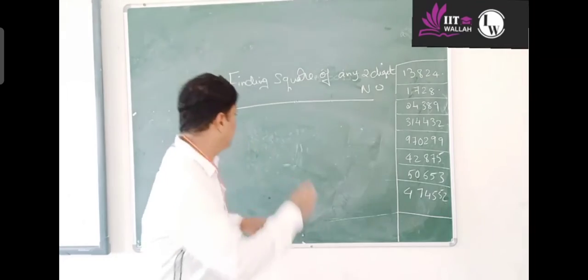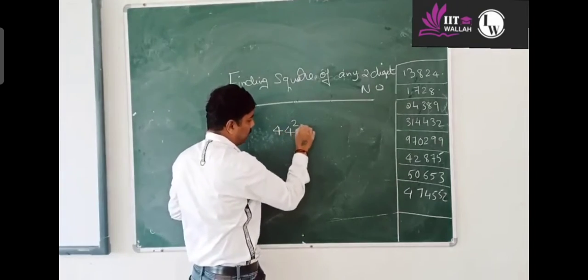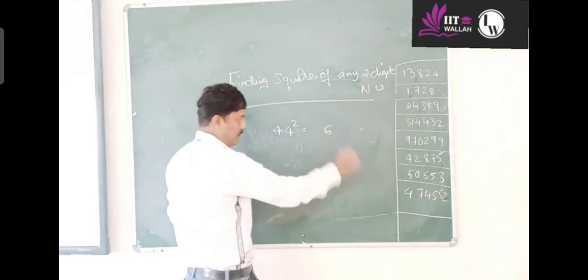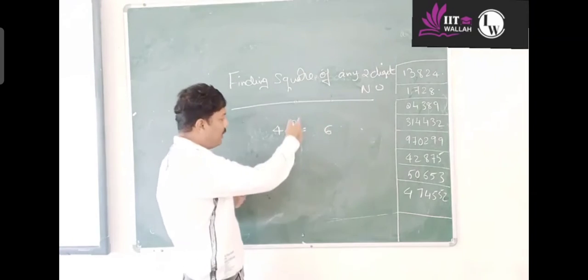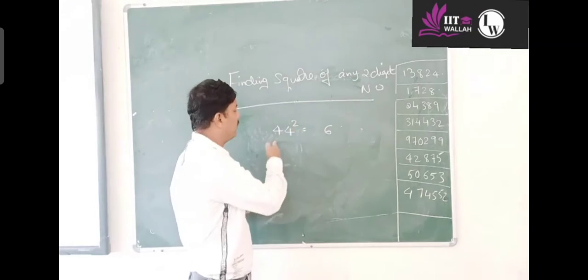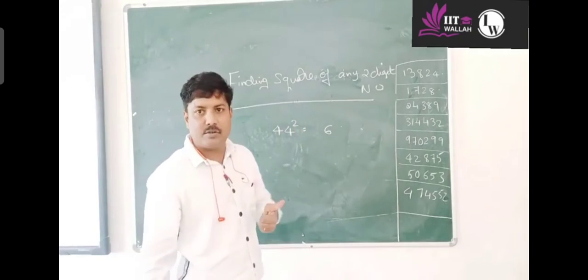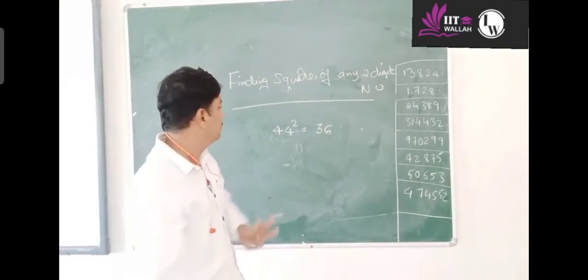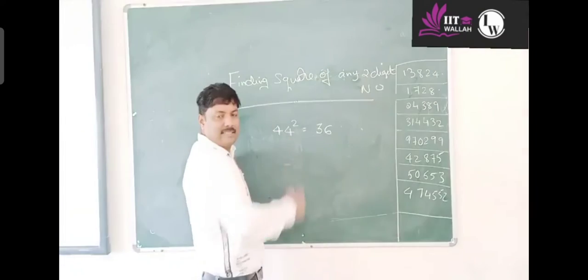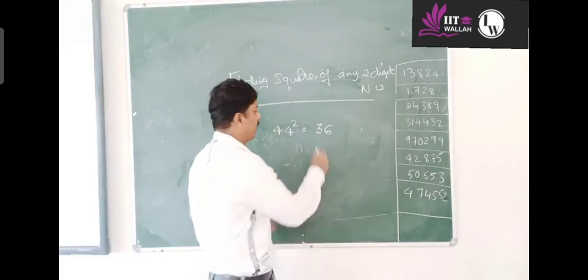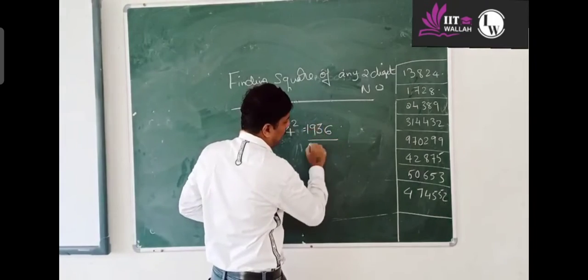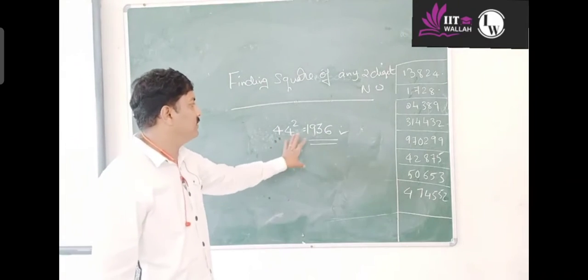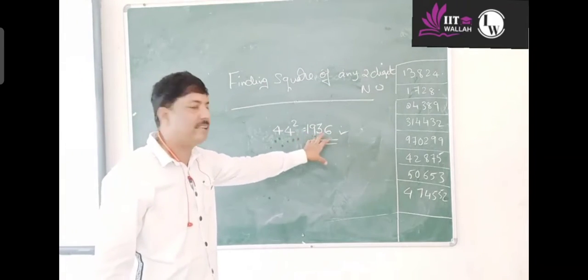44 square. First step: 4 square is 16, 1 carry. When multiplying, 4 twos are 8, 8 fours are 32 plus 1, 33. Then 3 carry. 4 square is 16, 16 plus 3, 19. 44 square is nothing but 1936.